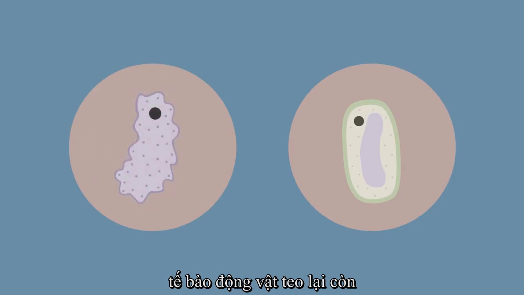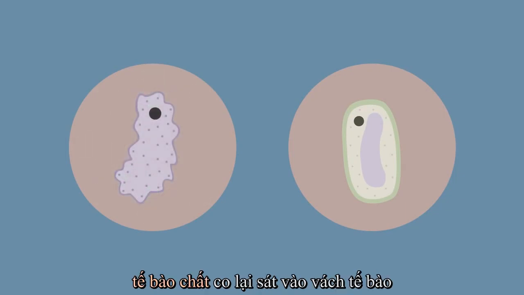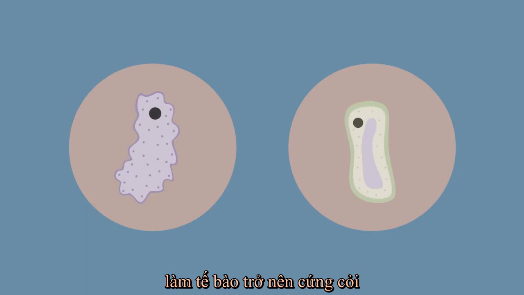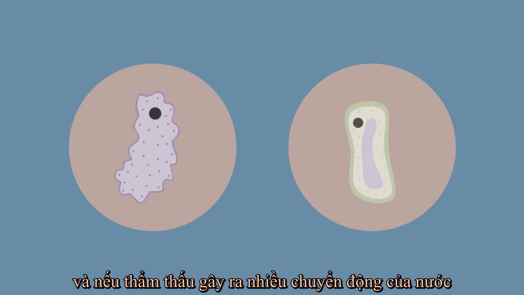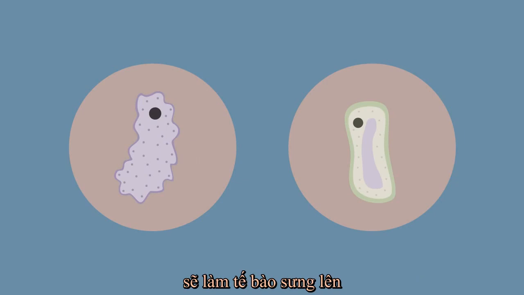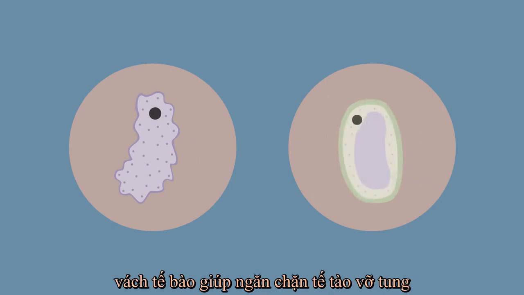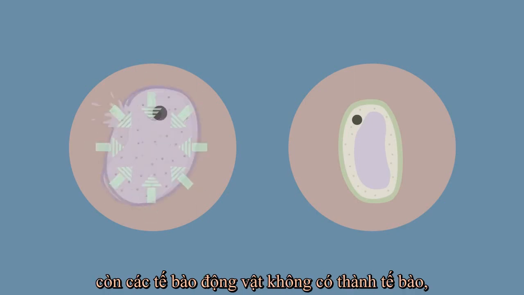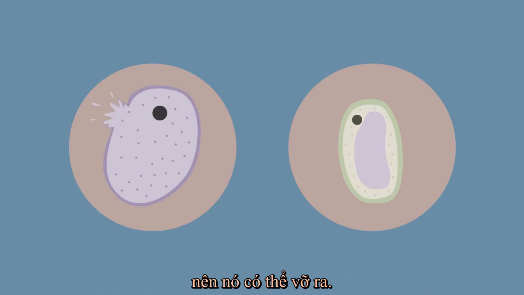Animal cells shrivel up, and in plant cells the membrane and cytoplasm shrink away from the cell wall, causing the cell to become flaccid. And if osmosis causes lots of movement of water into the cell, plant cells swell and become turgid. They have a strong cell wall which prevents them from bursting, whereas animal cells don't have a cell wall, and so they burst.